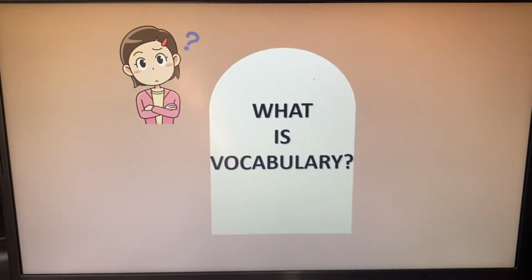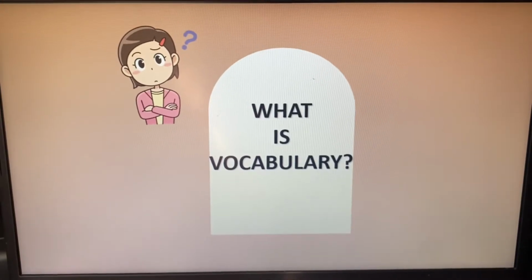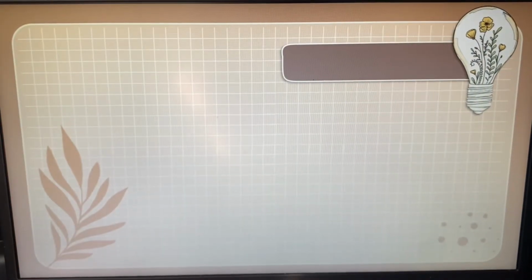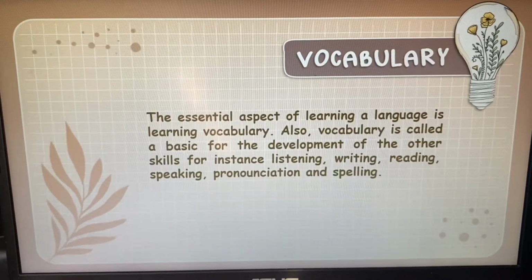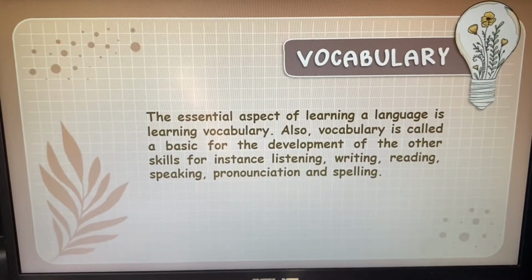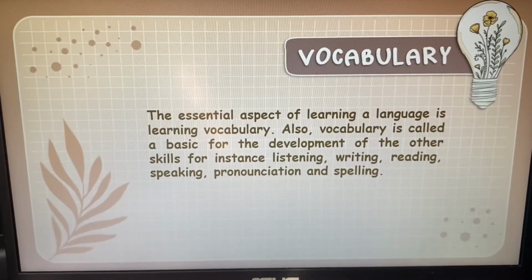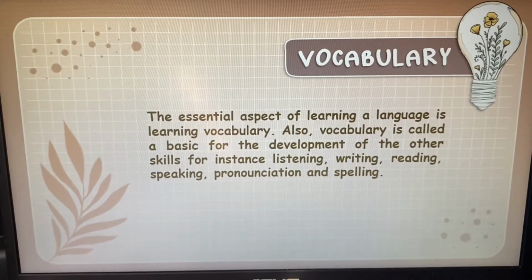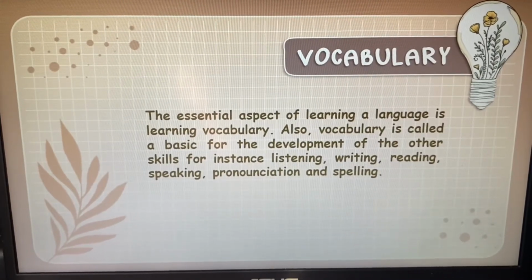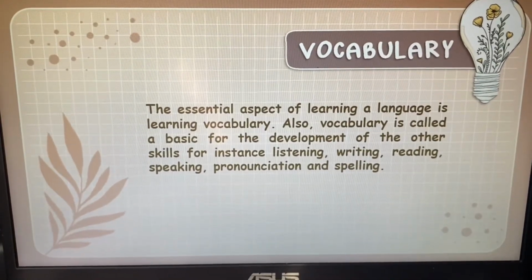And then, do you know what is vocabulary? Vocabulary is the essential aspect of learning a language. Also, vocabulary is called a basic for the development of the other skills, for instance, listening, writing, reading, speaking, pronunciation, and spelling.